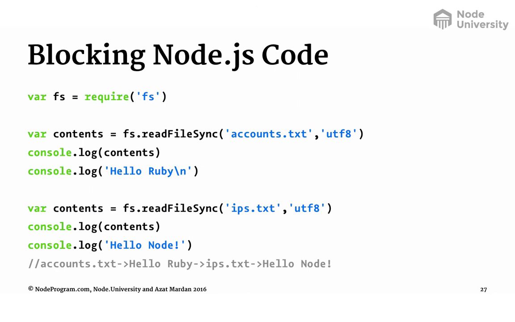And it's evil because it's blocking. So it's blocking the entire system to get you that data from the file. So the output would be accounts.txt. That's our first console log. Then you would see hello Ruby. Then you would see the ips.txt, the inside of that file. And then you would see hello node.